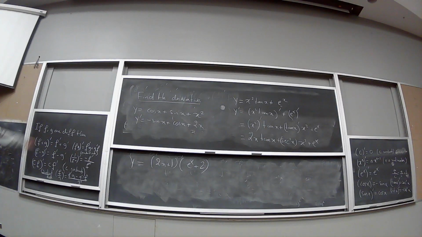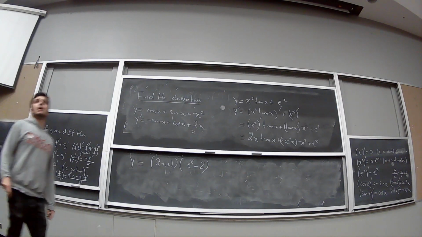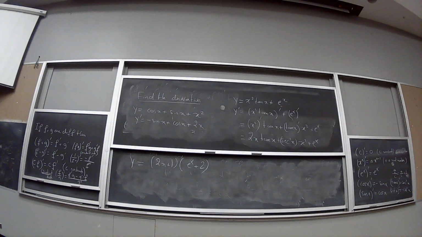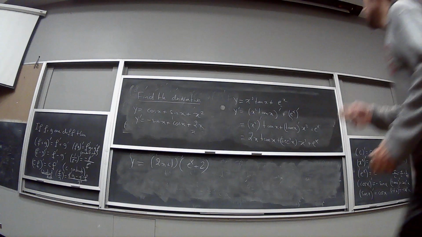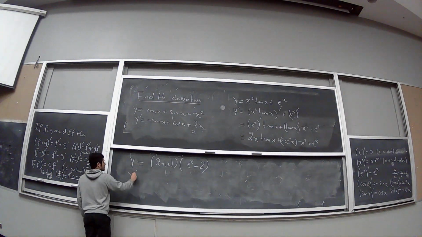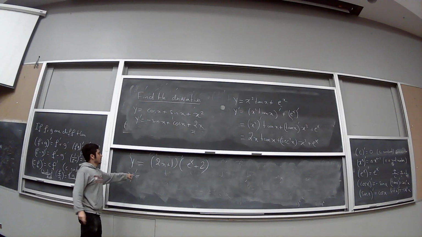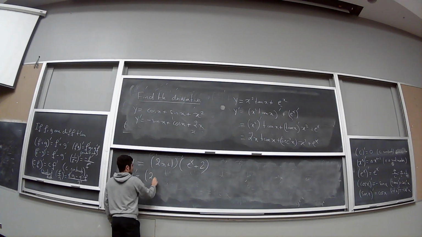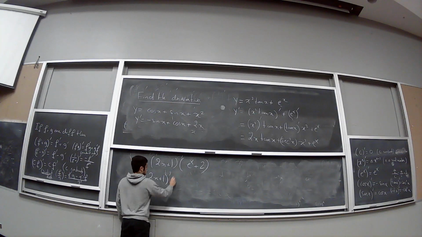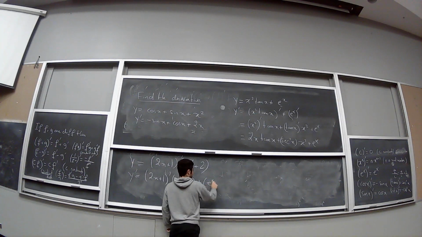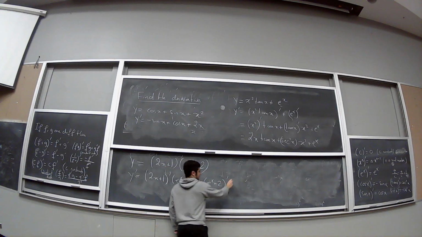Okay, great. Let's look at this one. Now, what is this thing here? This thing is a product, right? So when I differentiate this, I have to differentiate it as a product. When I look at the product, y prime, how do I differentiate y? The derivative of the first one times the second one plus the derivative of the second term times the first term.